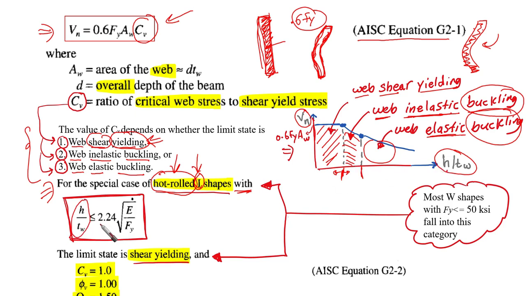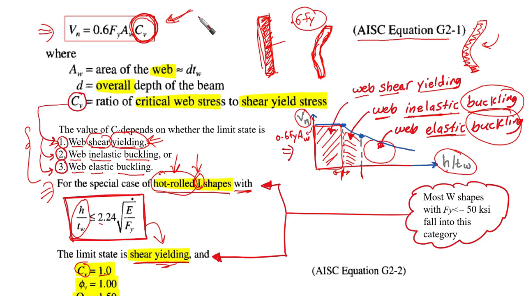If it's less than or equal to 2.24 radical of E over F yield, in this case our Cv gives us what we call shear yielding, which is failure mode number 1, web shear yielding. We're expecting it to be in this part. The limit state is shear yielding, and Cv is going to be 1. So in this equation we put Cv equal to 1, as if no other kind of buckling would happen. Cv takes this into consideration, because the definition of Cv in itself is the ratio of what?